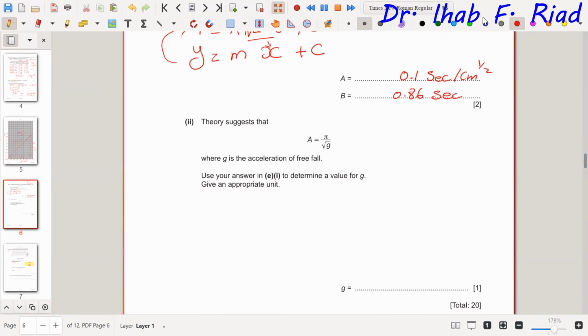Yes. Okay. He is telling us theory suggests that A is pi over square root of g, where g is the acceleration of free fall. Use your answer to determine a value for g. Give an appropriate unit. So he gave us a relation between the gradient, which is A, and the acceleration due to gravity, and he is asking us to calculate g, right?